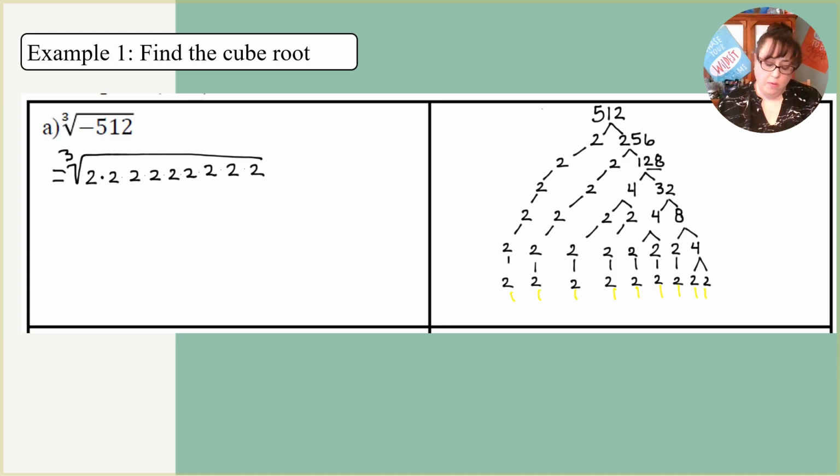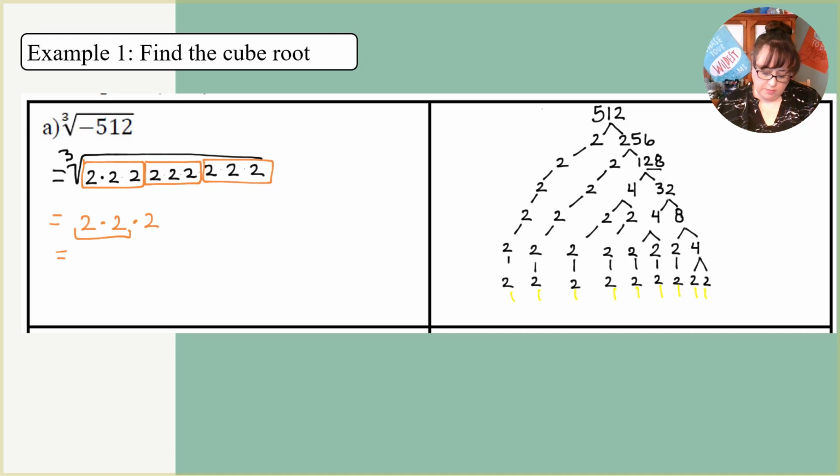And now I have to go pick up 3 at a time. So here's my first 3. Whoops, that's not supposed to be 3. It's supposed to be 2 because that's the number that's in the box. There's my second. And there's another set of 3.